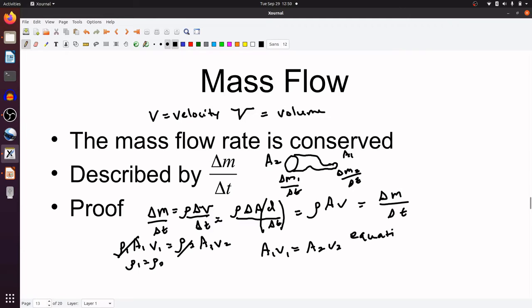A very weird name. Honestly, I've never thought about it till right now, mainly because I can't spell continuity. Close enough. Equation of continuity. And basically it allows you to examine mass flow rate.